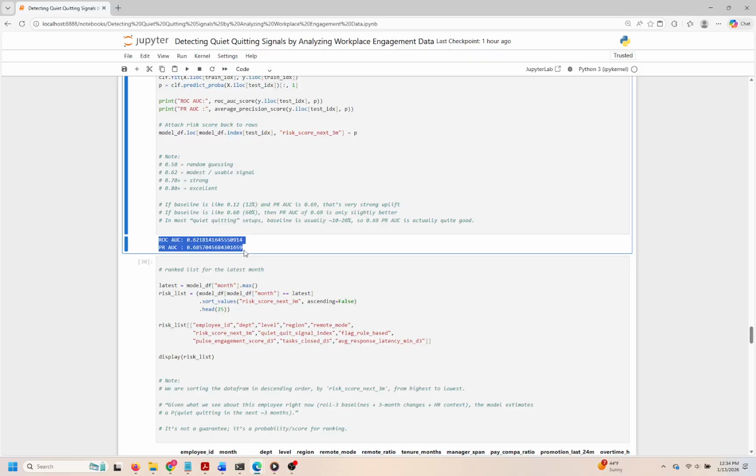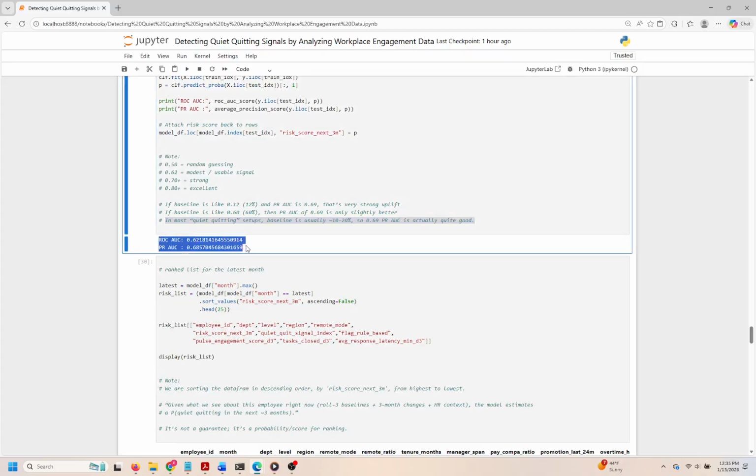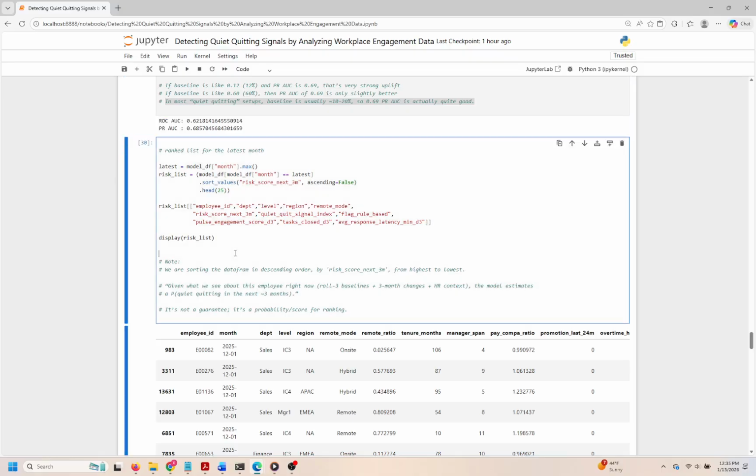Cell 12. In this cell, we're generating a ranked list of employees based on their predicted risk of quiet quitting over the next 3 months. This particular analysis focuses on the latest month available in our dataset, which helps us ensure we're working with the most current information for our risk assessments. First, the code identifies the most recent month from the data frame, allowing us to hone in on just those records relevant to our current analysis. Following that, it filters the data to select only the entries corresponding to that latest month. This sets the stage for a more accurate understanding of employee engagement during this specific time frame.